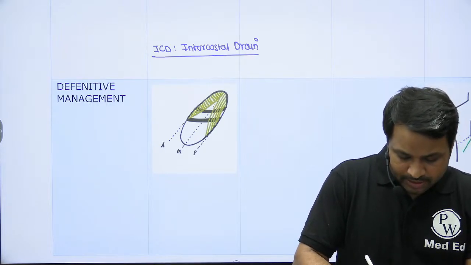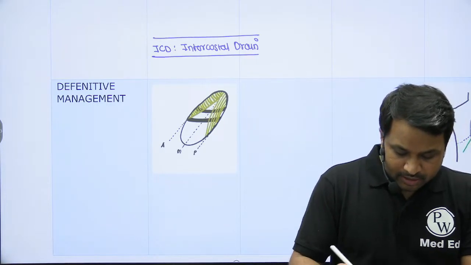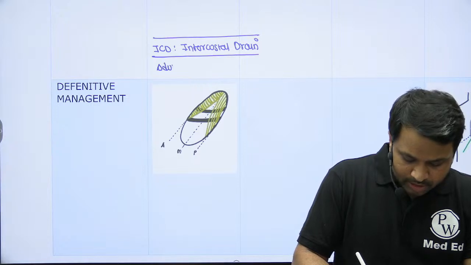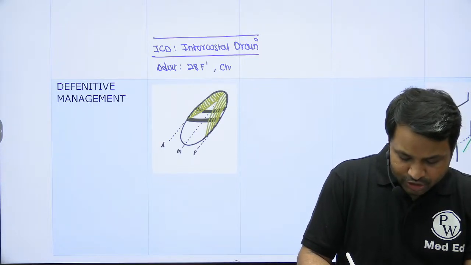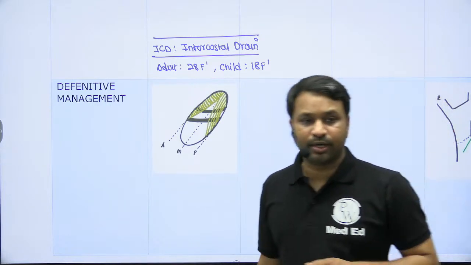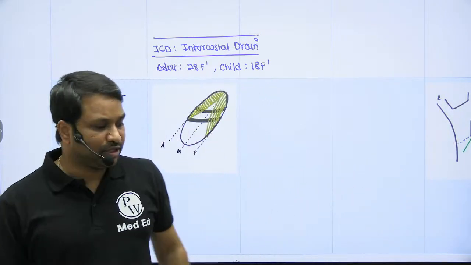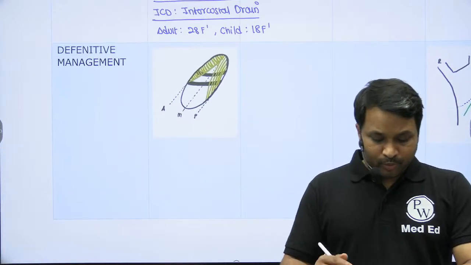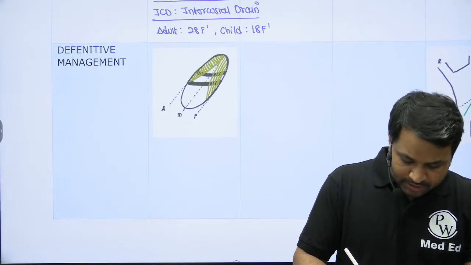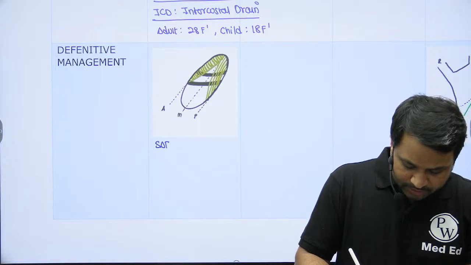So when you talk about the ICD, in an adult in trauma, the preferred one is a 28 French, and in a child the preferred one is an 18 French, right? Adult you can put a 28 French, and a child you can put an 18 French. Now where would you put it? You have to insert it in something called the safety triangle.